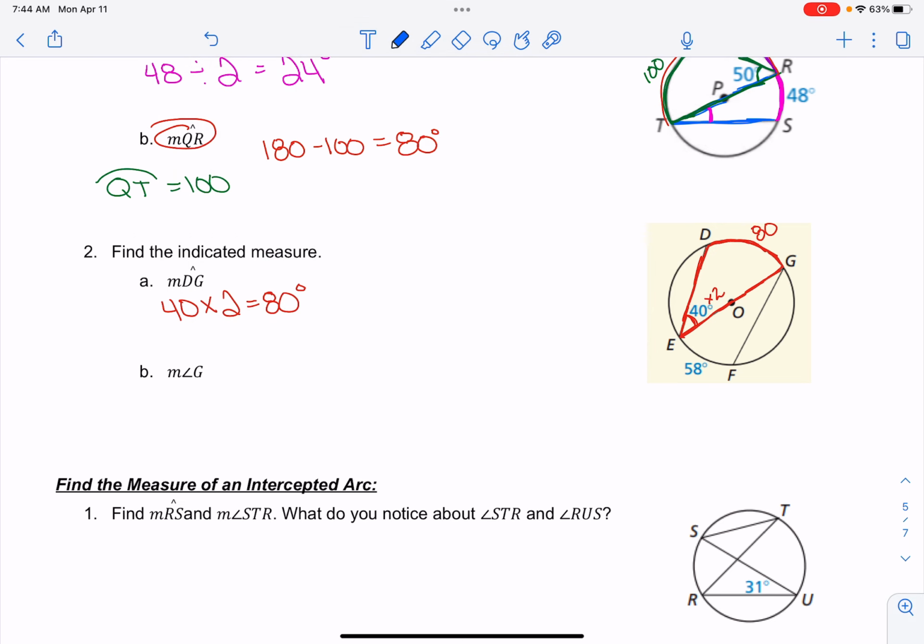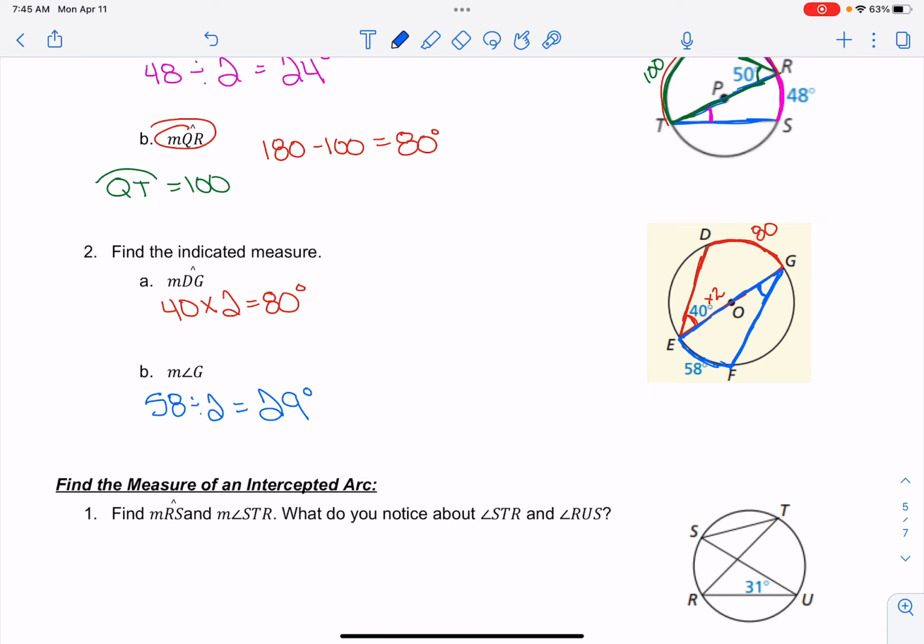And then we need to find the measure of angle G. So angle G is here. So we need to find this inside angle. And notice that it goes with this arc of EF. If we know the arc measurement and we are going inside to the angle measurement, we have to divide by 2. So 58 divided by 2 is going to give us 29 degrees.